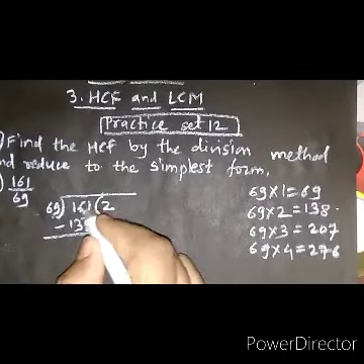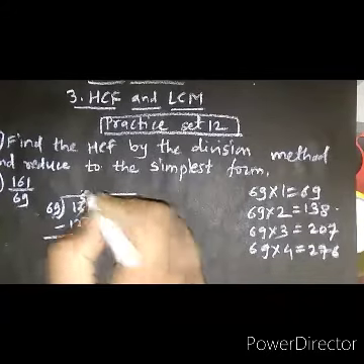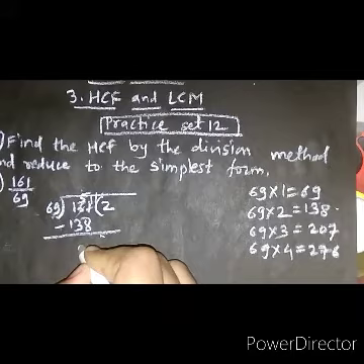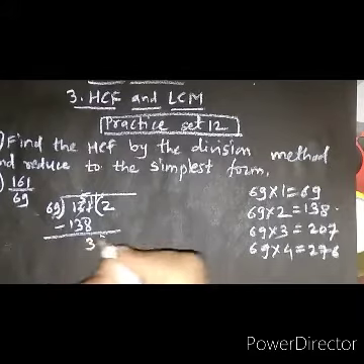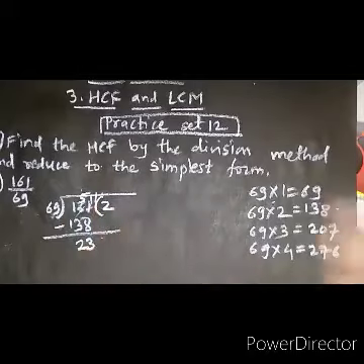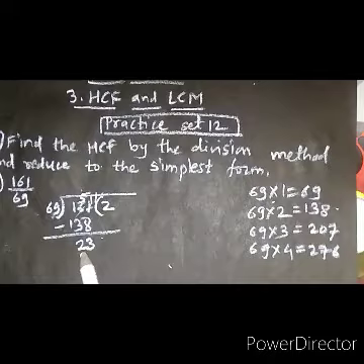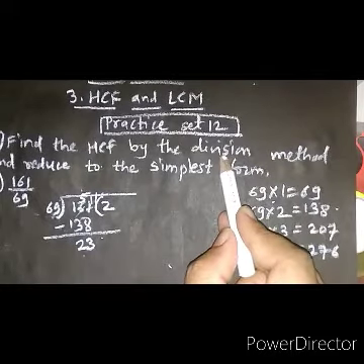8 cannot be subtracted from 1, therefore go to the next number. Take a borrow from 6. So here we got 5 and here we got 11. So 11 minus 8, that is we got 3. And 5 minus 3, that is we got 2. So here we got 23. 1 minus 1, that is 0. So the remainder is 23.